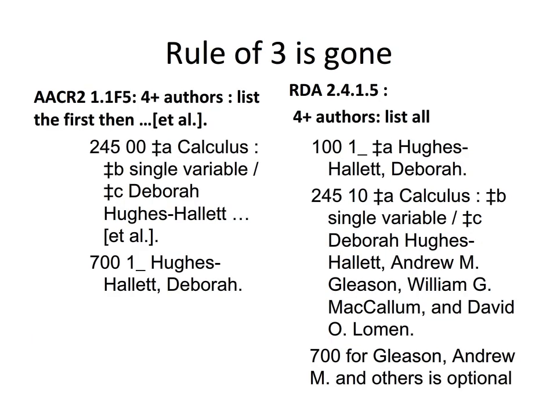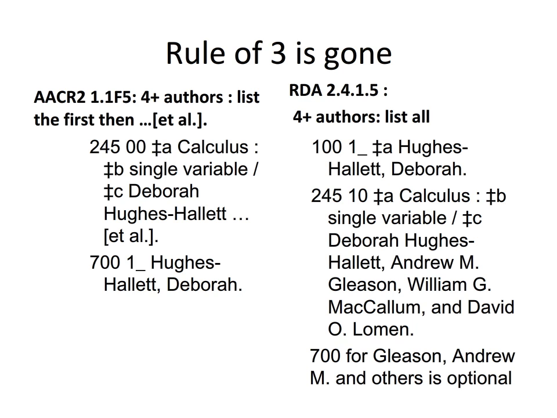This is a big change. The rule limiting us to listing 3 or fewer authors is gone. I don't know if you're familiar with the AACR2 rule of 3. Basically, it told us to list up to 3 authors, but if we had 4 or more, we should omit all but the first and treat the information like you see on the left side of the slide.